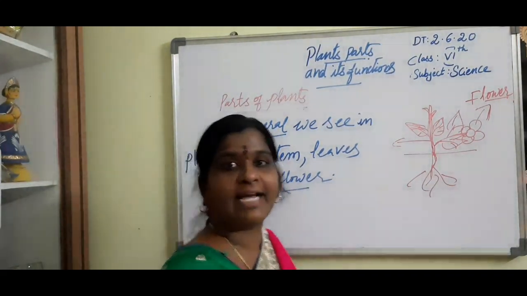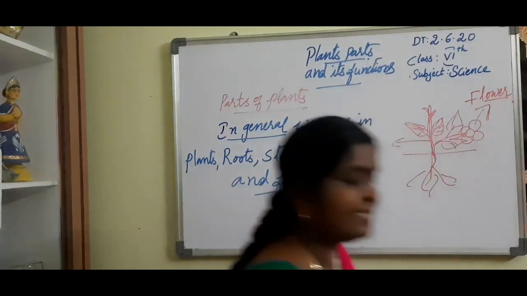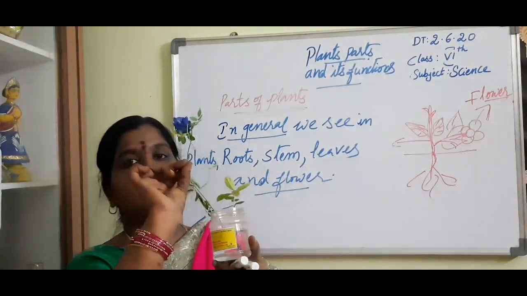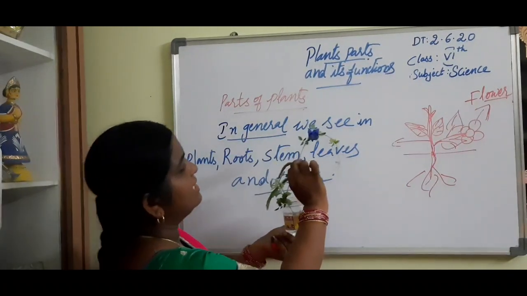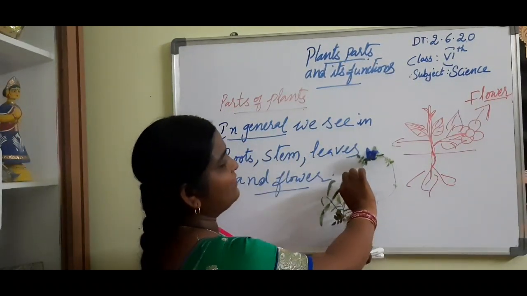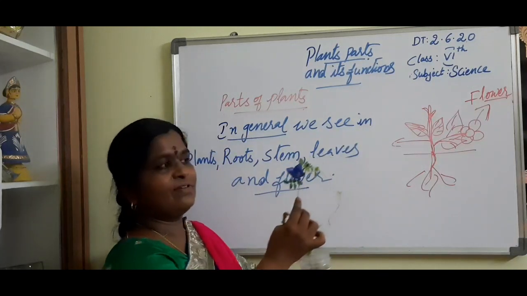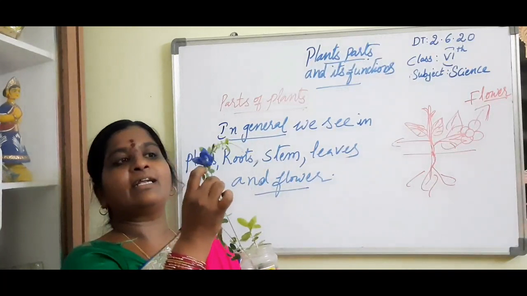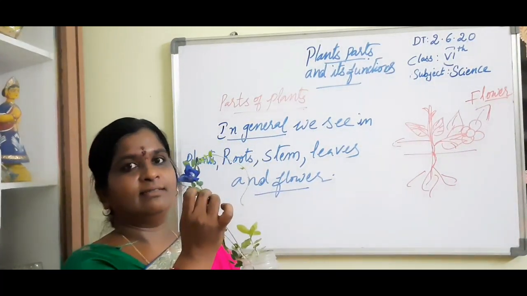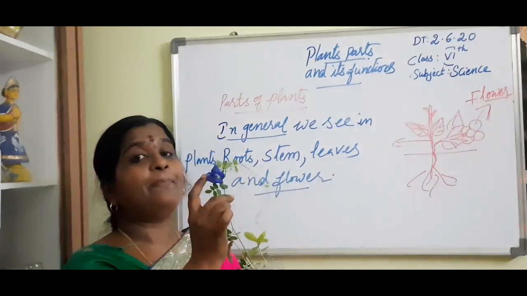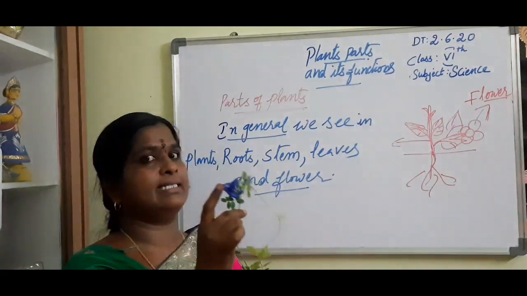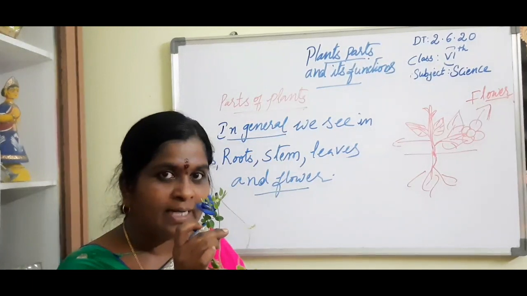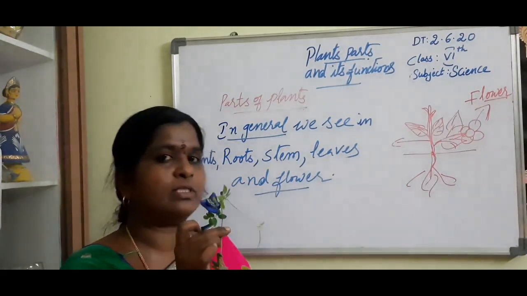Flower plays a vital role. Look here, in my garden I picked one flower. See, this is a flower. It is violet in color. Very nice, no? See the flower petals, how they look. They are colorful, violet in color. These petals attract the insects, so the pollination process takes place and produces the fruits.